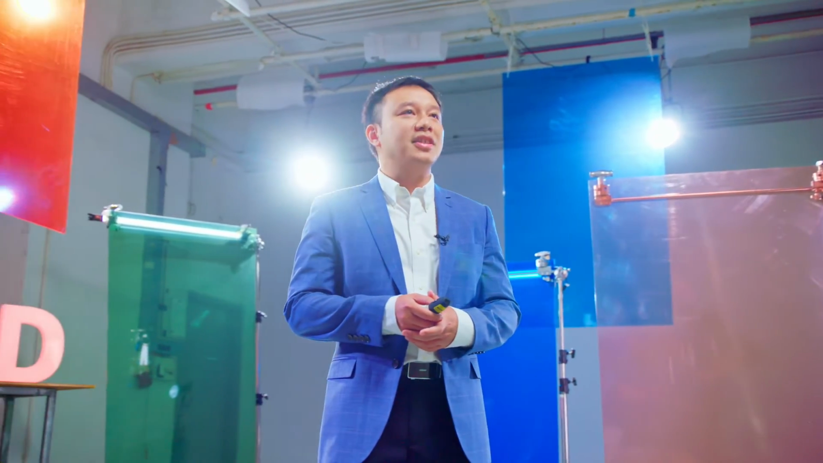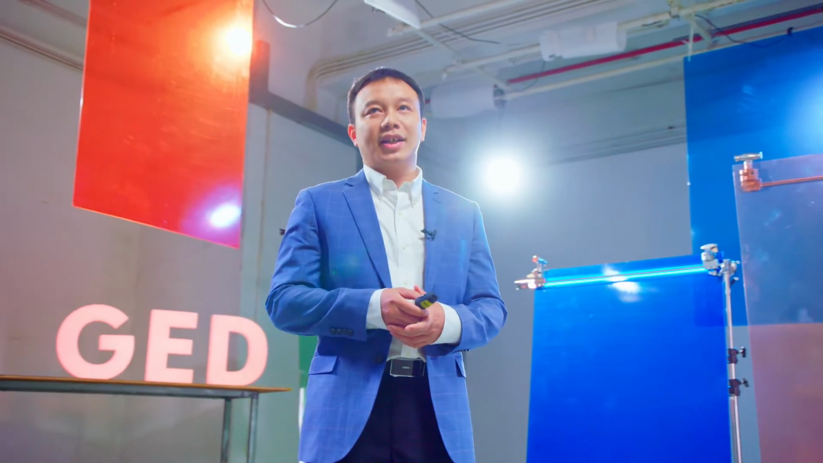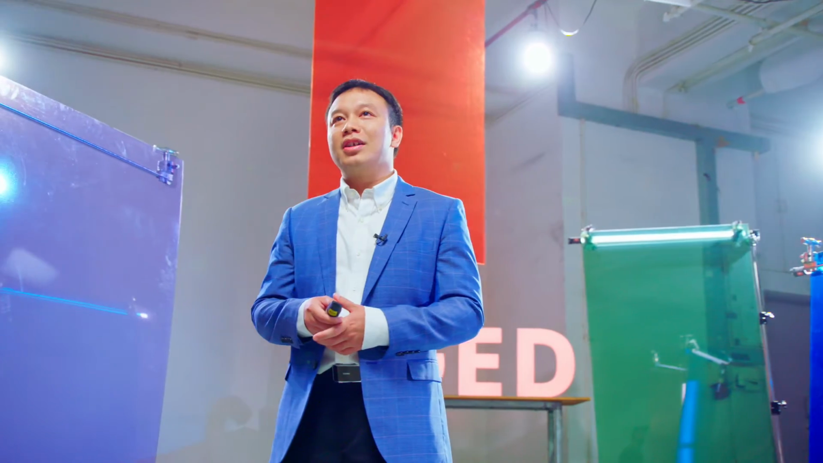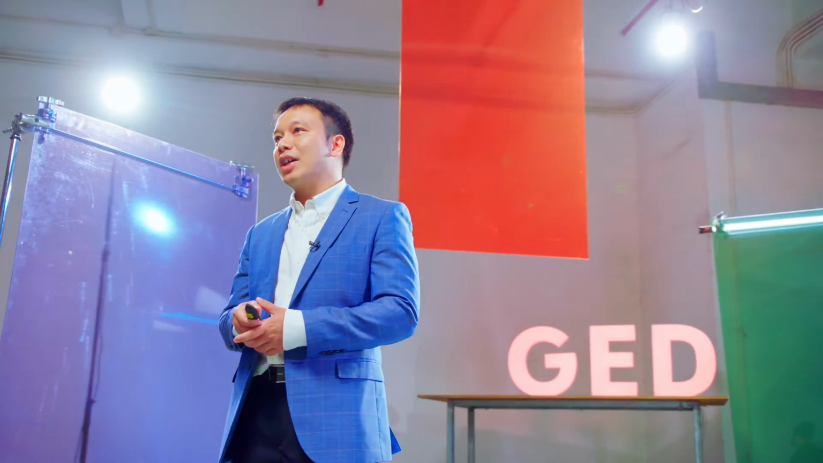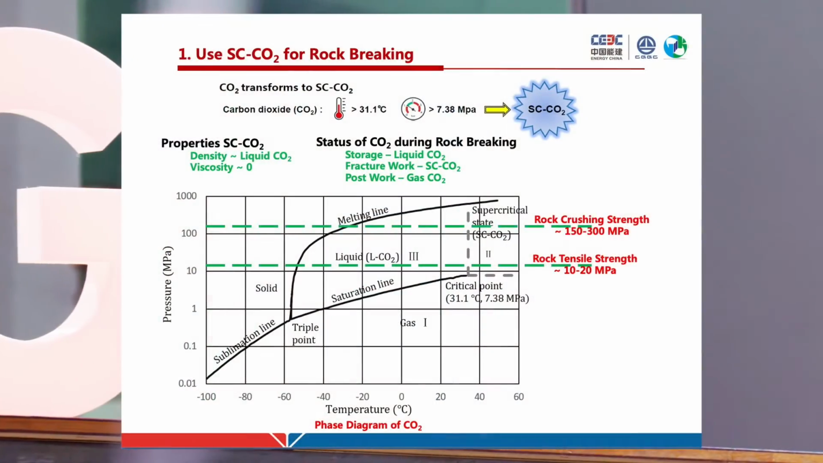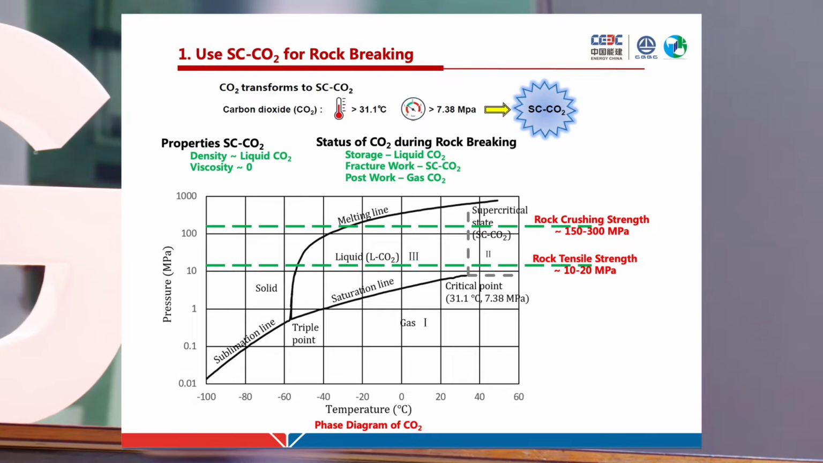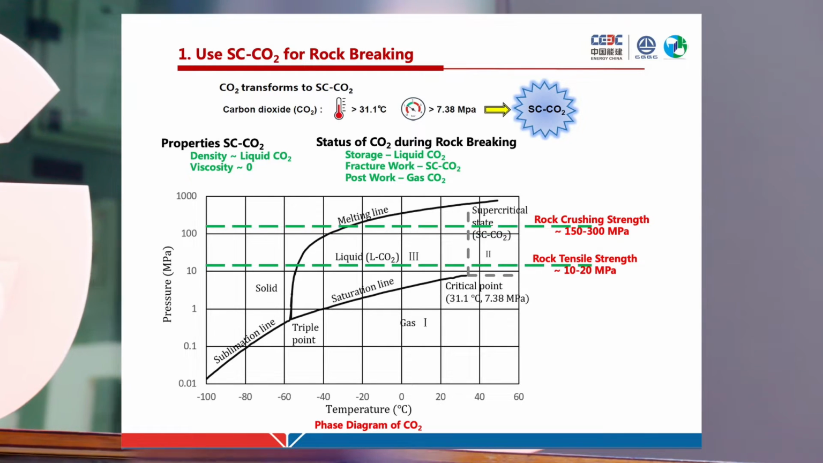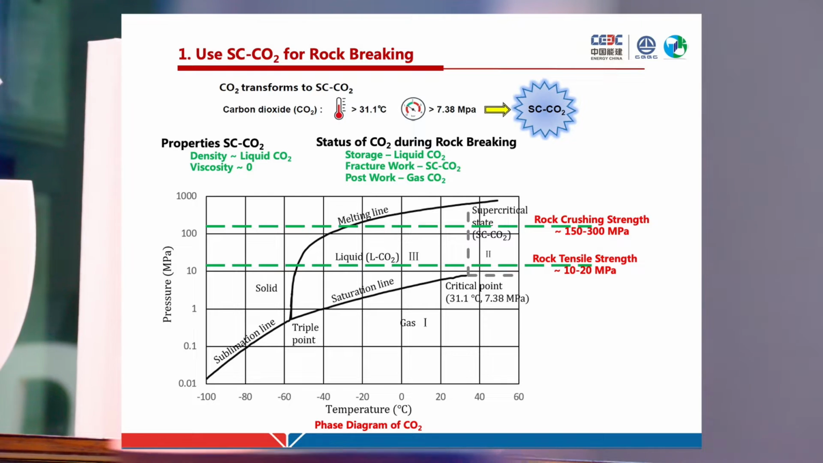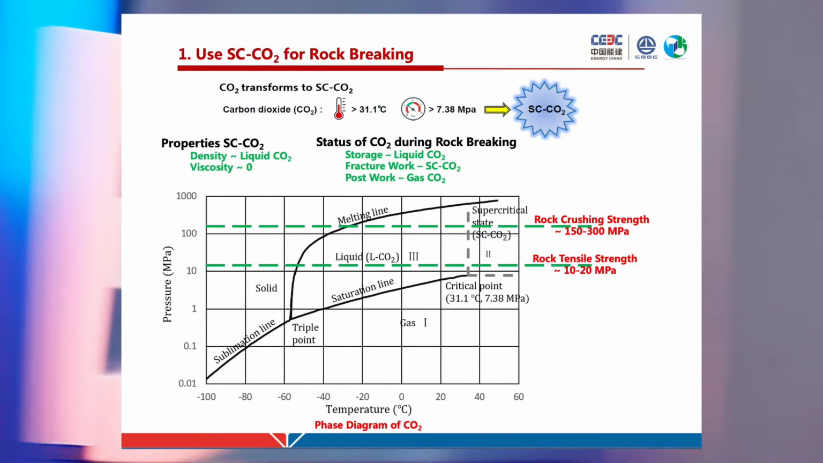Supercritical carbon dioxide is a state in parallel with the gas, liquid and solid states. With the temperature over 31.1 degrees Celsius and the pressure over 7.38 megapascal, carbon dioxide will become supercritical. And in the supercritical state, the carbon dioxide will have zero viscosity.